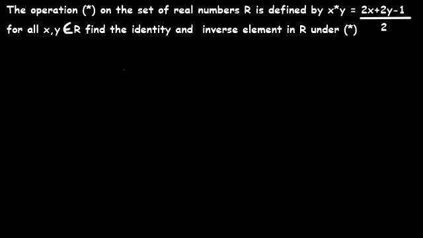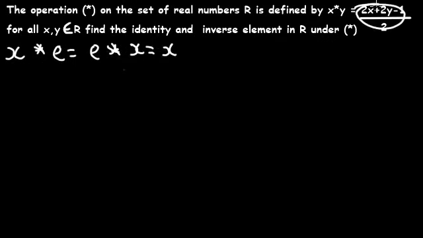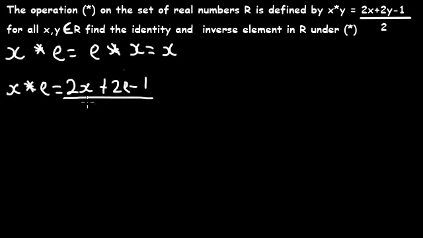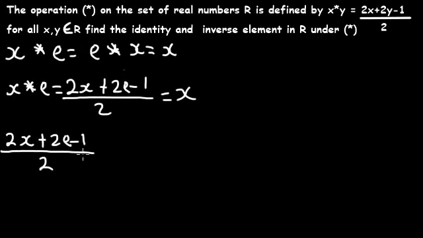Feel free to pause the video and use what you have learned so far to solve this problem. So let's begin. Just like before, to determine the identity, if we combine x with the identity e, this is the same as e being combined with x, and at the end of the day, the result provides x. So since the operation is defined by this, it simply means that x asterisk e gives us 2x plus 2e minus 1 all divided by 2. Now, since the result will be equal to x, we can set it equal to x.